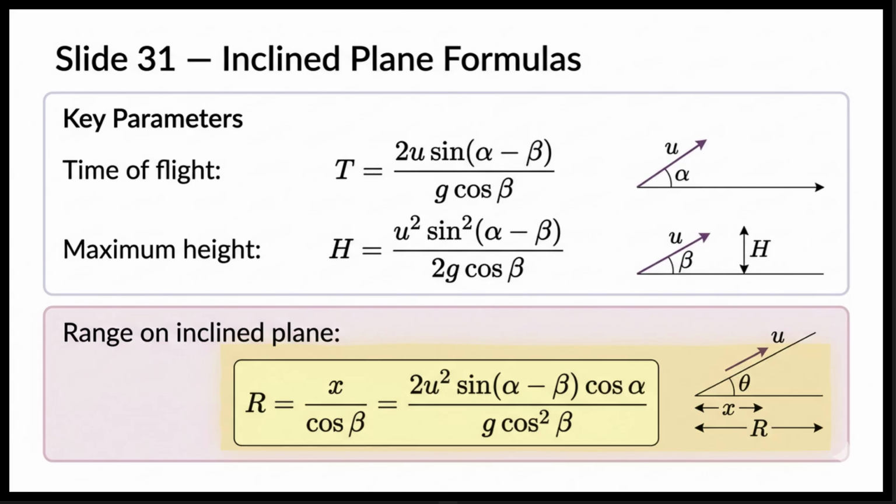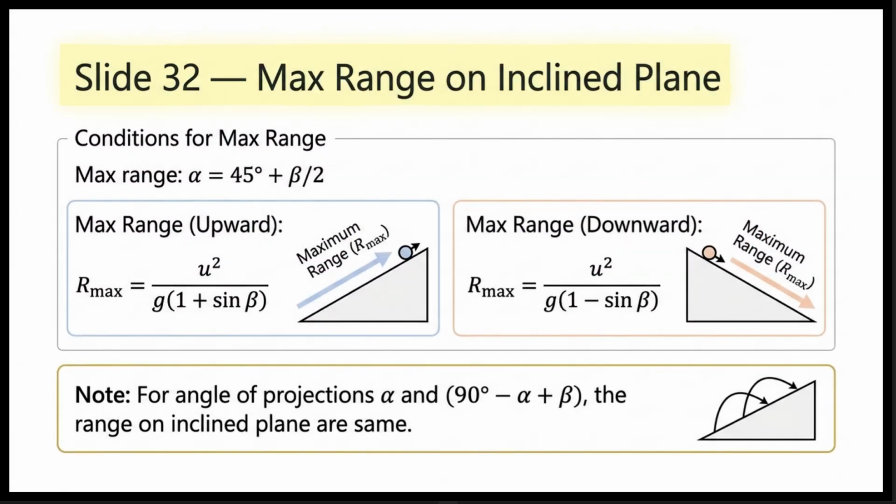The angle beta effectively reduces the perpendicular gravitational component. The range along the inclined surface is maximized when the launch angle alpha equals 45 degrees plus beta over 2. The optimal angle shifts upward by half the slope angle compared to flat ground. For an upward slope, maximum range is u squared divided by g times 1 plus sine beta. For a downward slope, maximum range is u squared divided by g times 1 minus sine beta.